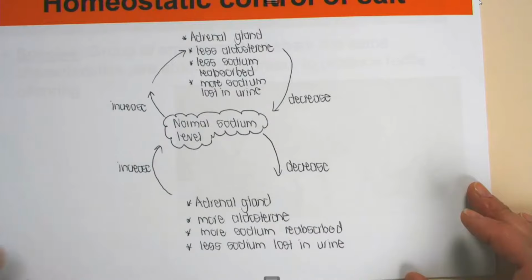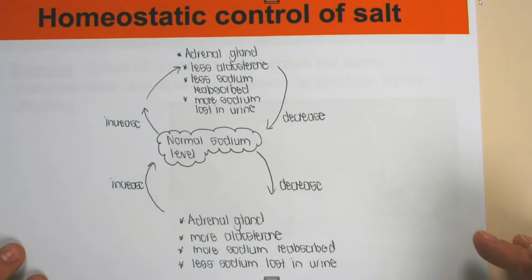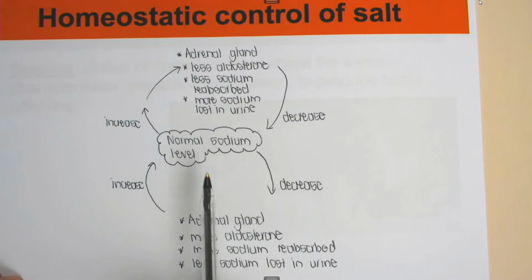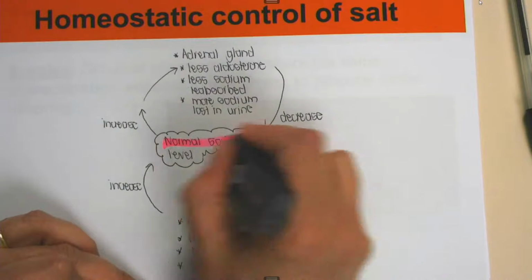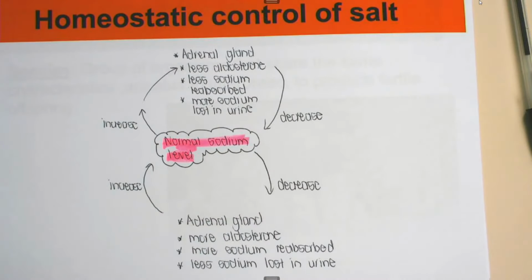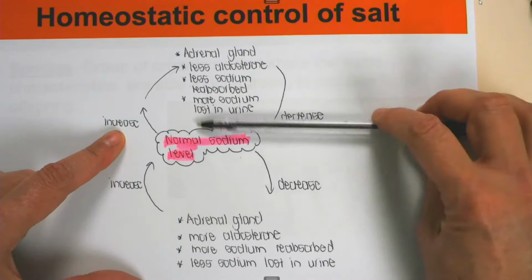Homeostatic control of salt. Now salt dissolves in the water. So the same story. Okay, we want a normal sodium level. I say again, this is important for grade 12, so teachers may ask you this. You want a normal sodium level in your blood. So let's say this sodium level now increases above normal.